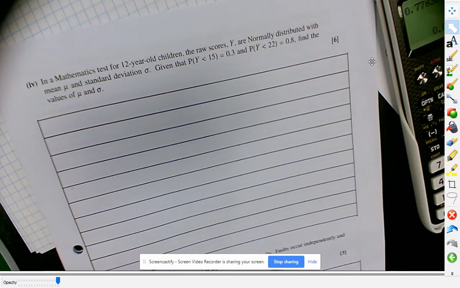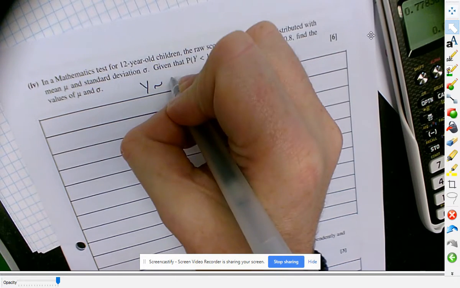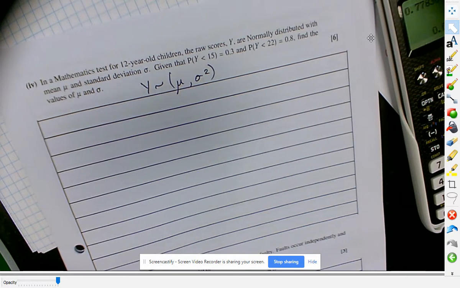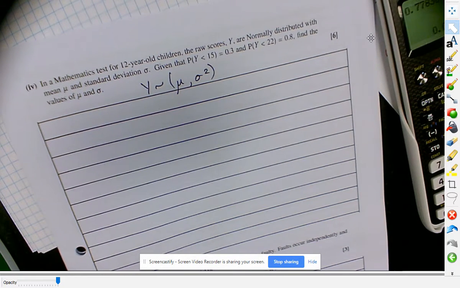So in a mathematics test for 12-year-old children, the raw scores are normally distributed with a mean mu and standard deviation sigma. Given that the probability y less than 15 is 0.3, and the probability that y less than 22 is 0.8, find the values of mu and sigma.